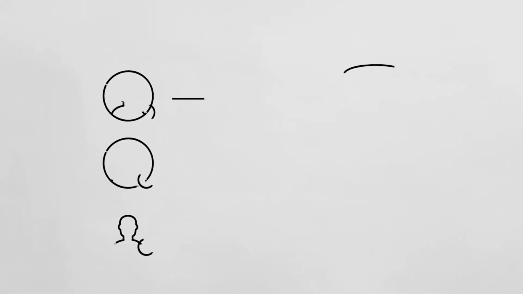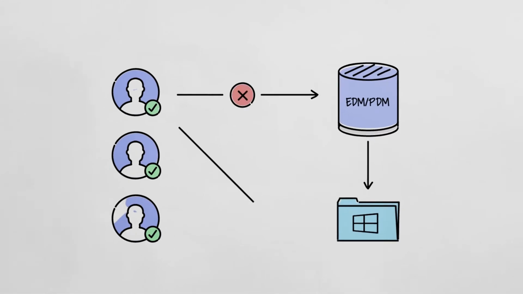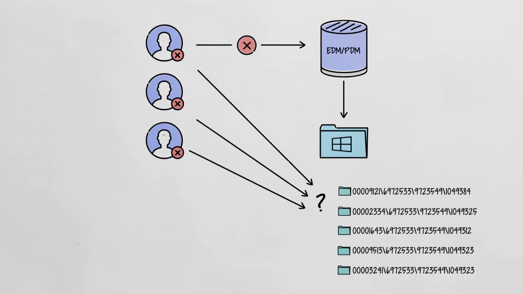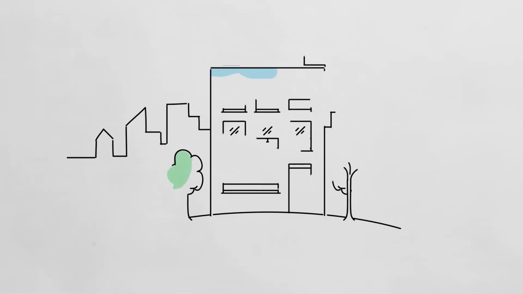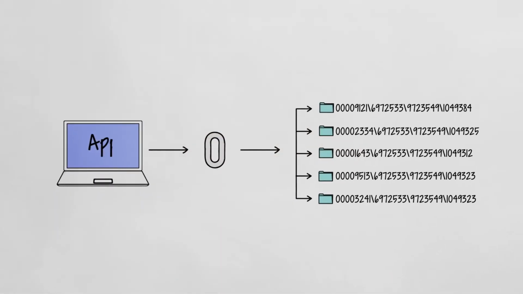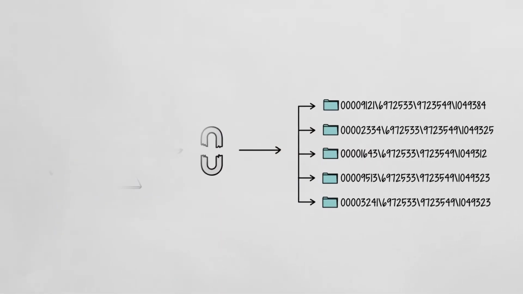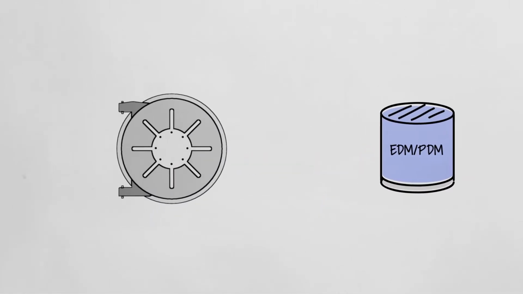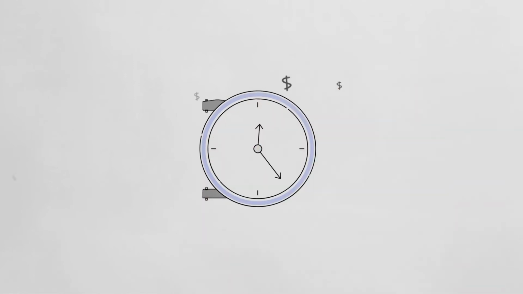If your data management system ever becomes inaccessible, there is effectively no way to access your files because there is no intelligence to the folder structure and file names. Productivity comes to a halt, and the costs can be significant. Because your file and folder names are scrambled, links from other applications no longer work. And if your needs change and you decide to migrate to a different system in the future, it will be very time-consuming and expensive.